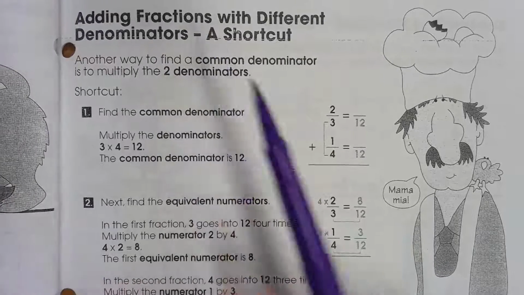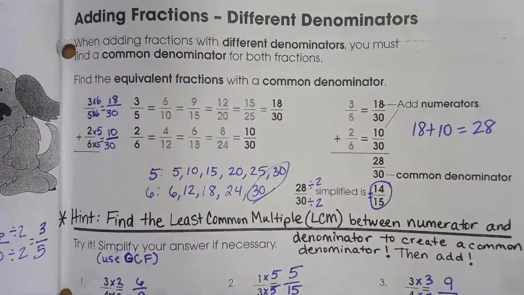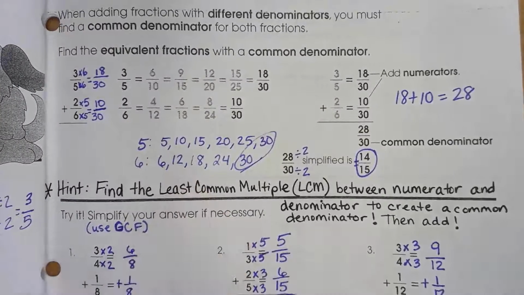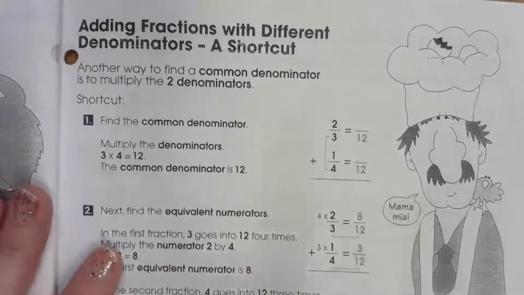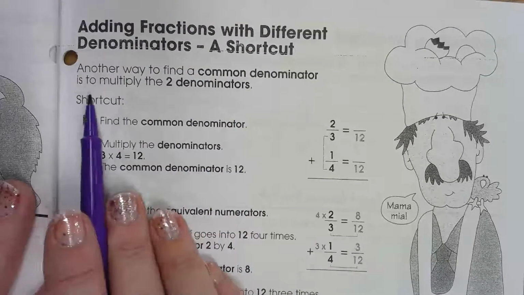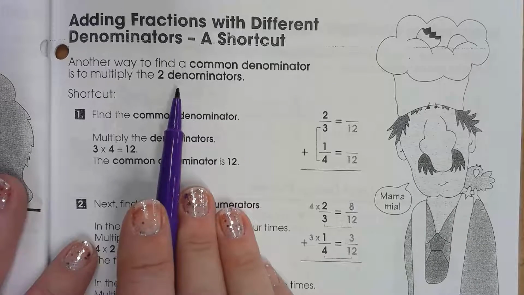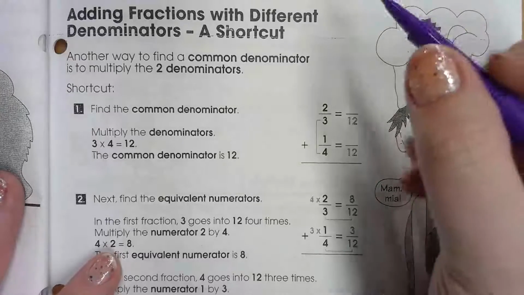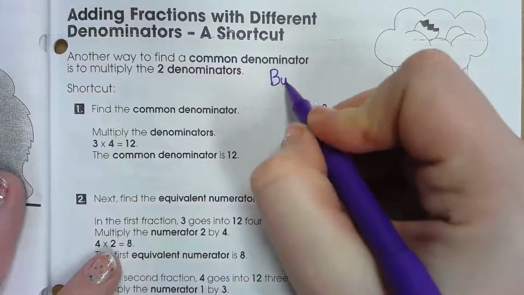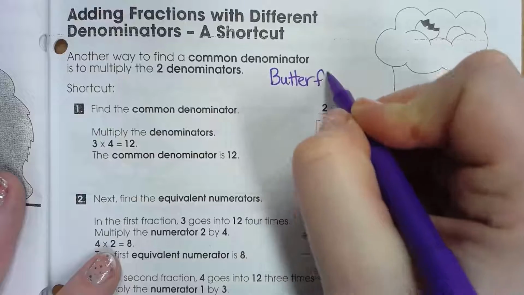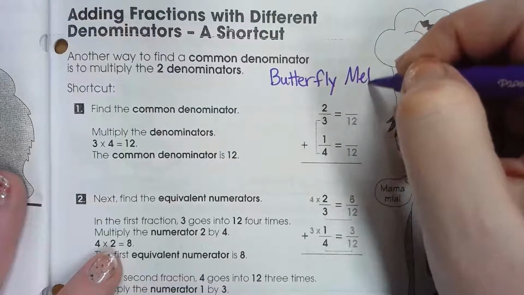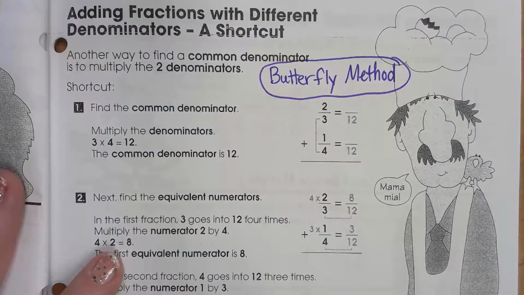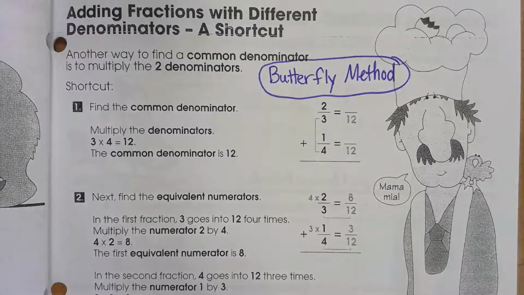This is another shortcut. So what we did here was we found that common denominator between the both by finding the least common multiple. Another thing we can do to find a common denominator is to multiply the two denominators together. So sometimes we call this the butterfly method. Now, if you have ever learned this, I bet this is maybe the method you used to learn how to add fractions with different denominators.